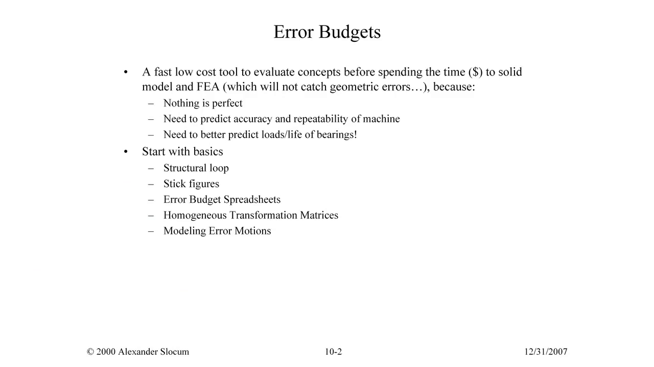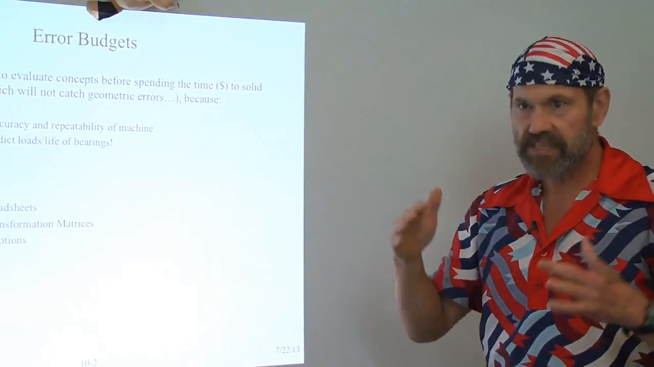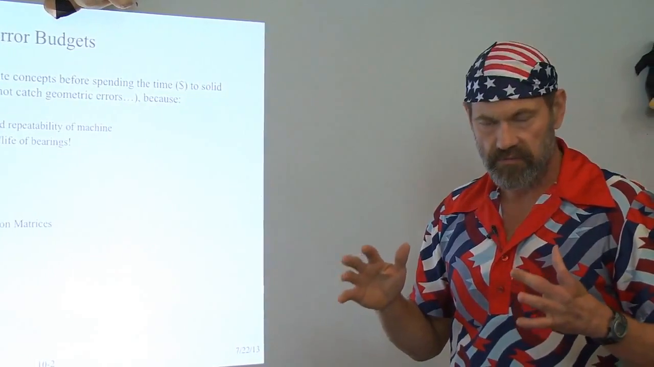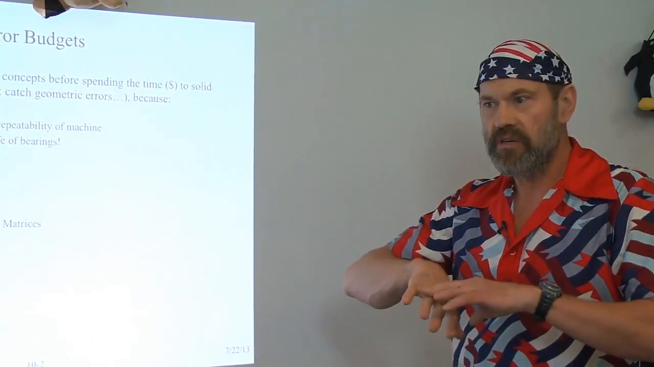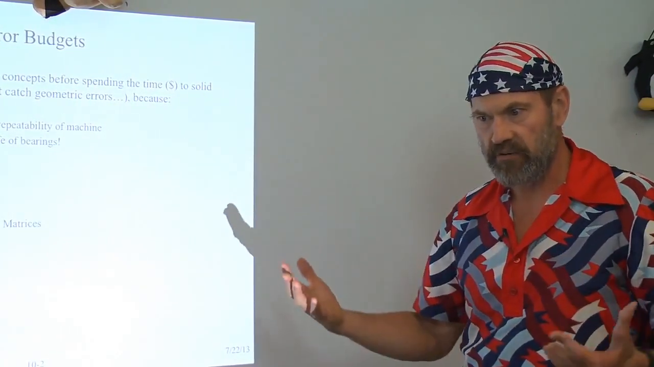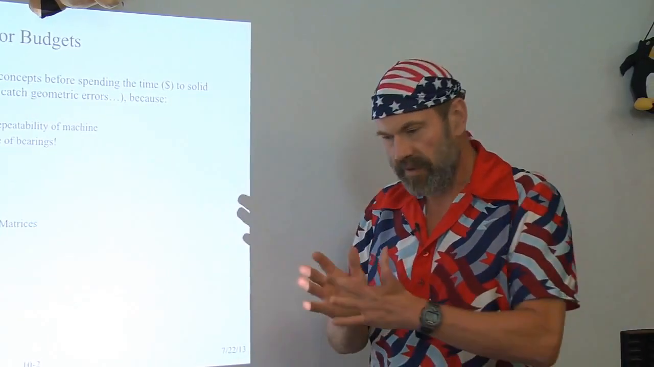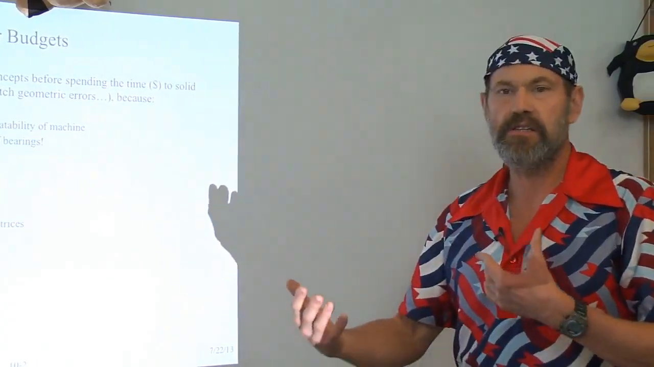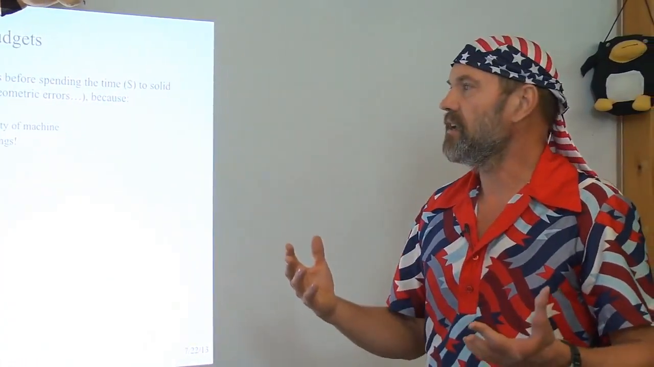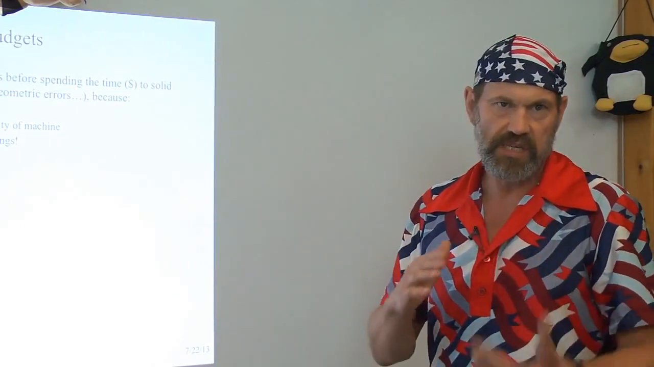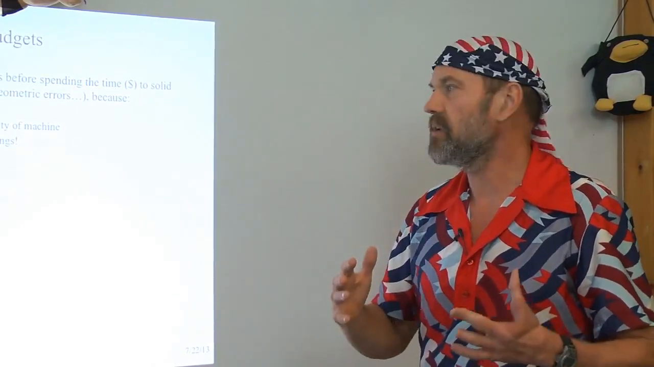An error budget is just like a financial budget or a time budget. It's a low-cost tool that lets you very quickly estimate how good your thinking of a machine is. Once you can frame out the machine and rationally pick spacing between bearings, types of bearings, what the structure may look like, you can always then hit it up with more detailed analysis, but it gives you the starting point.